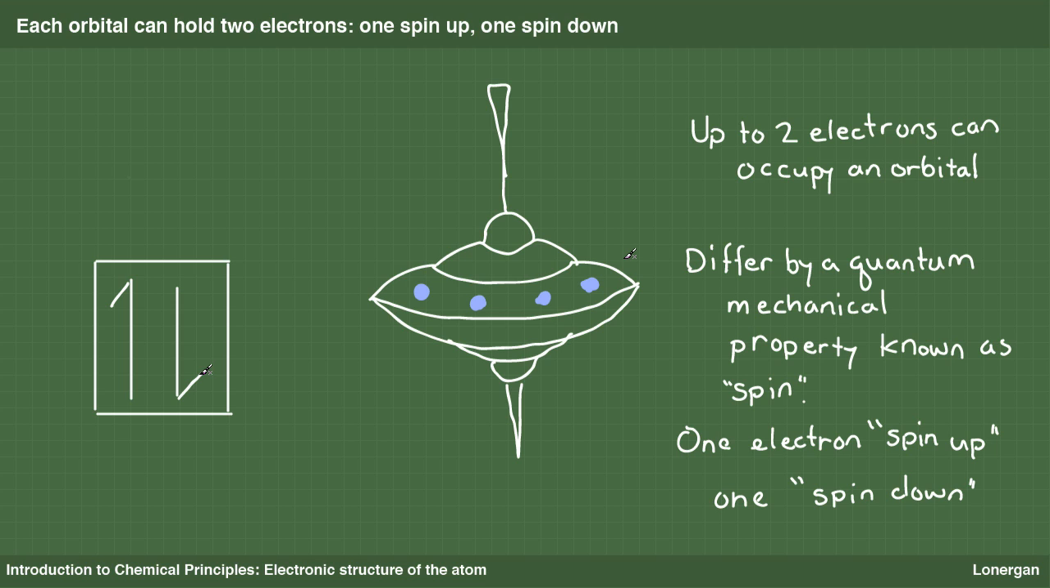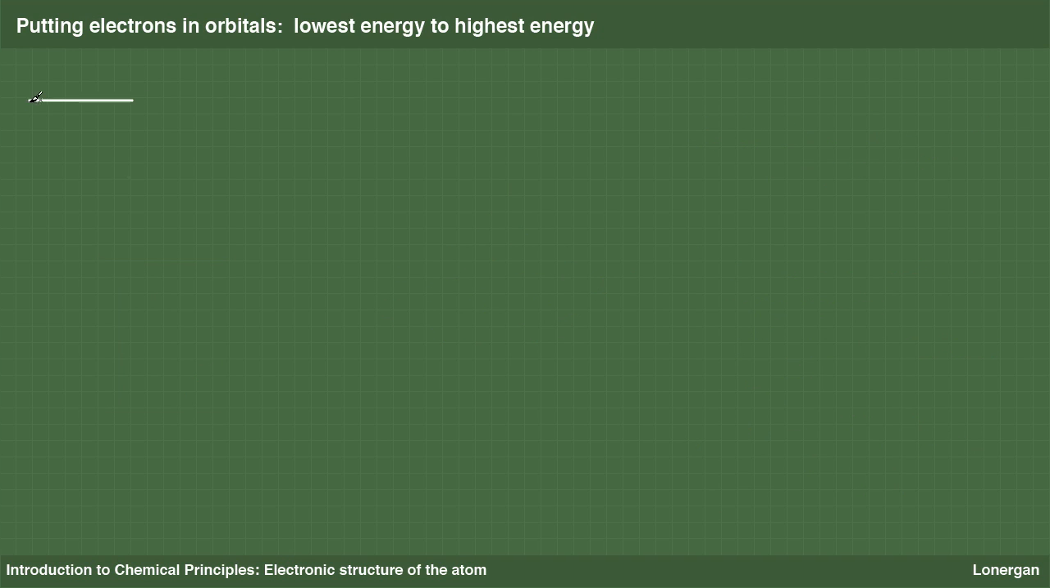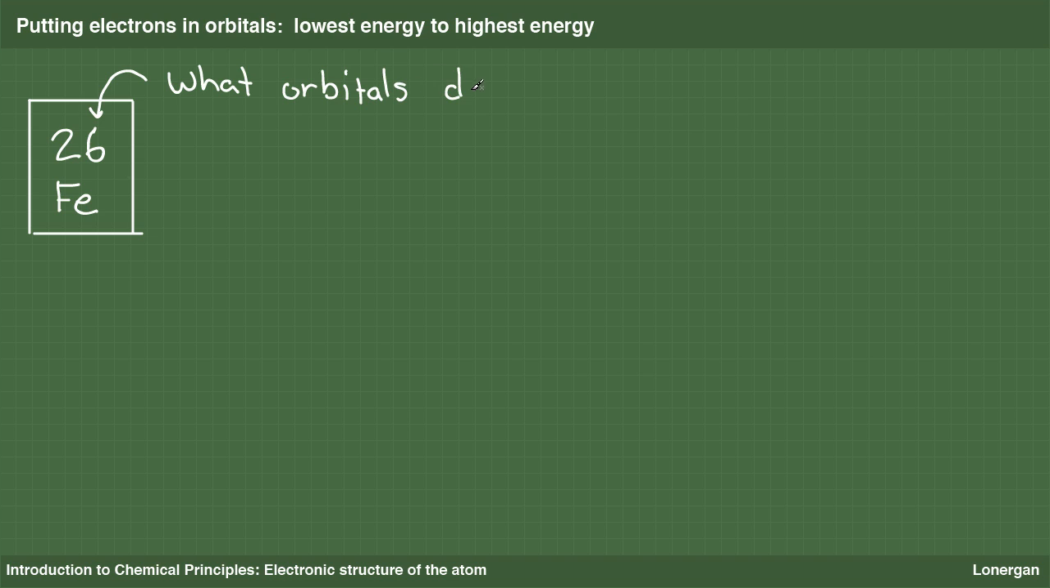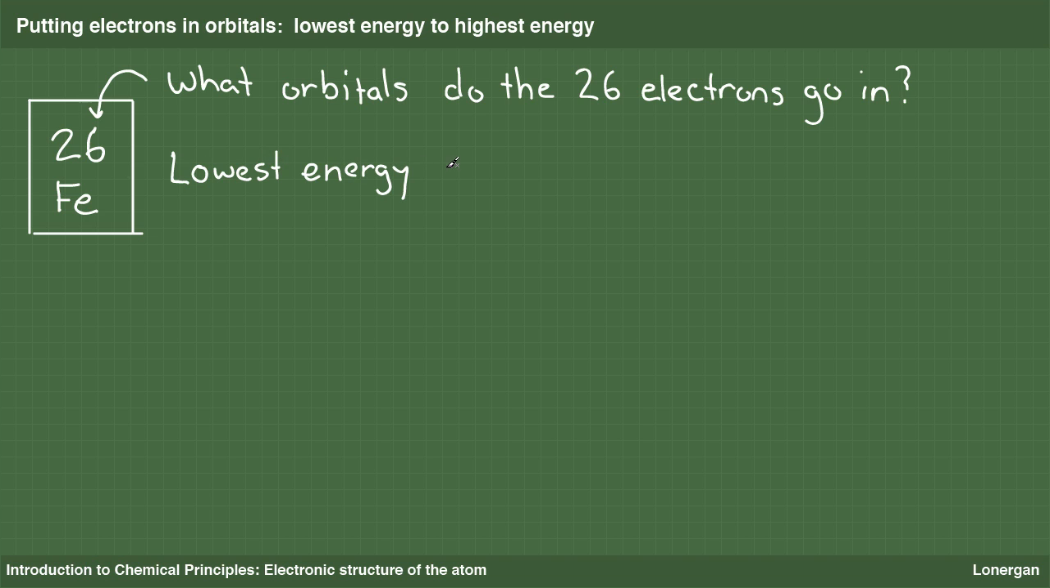There are many more orbitals available to be filled than there are electrons in a typical atom. So which orbitals do electrons end up in? Consider, for instance, a neutral atom of iron. The atomic number of iron is 26, which tells us that the neutral atom has 26 electrons. Which orbitals do these electrons end up in? The most stable arrangement of electrons is called the ground state. In this state, the electrons fill up orbitals from the lowest energy orbital to the highest energy orbital.